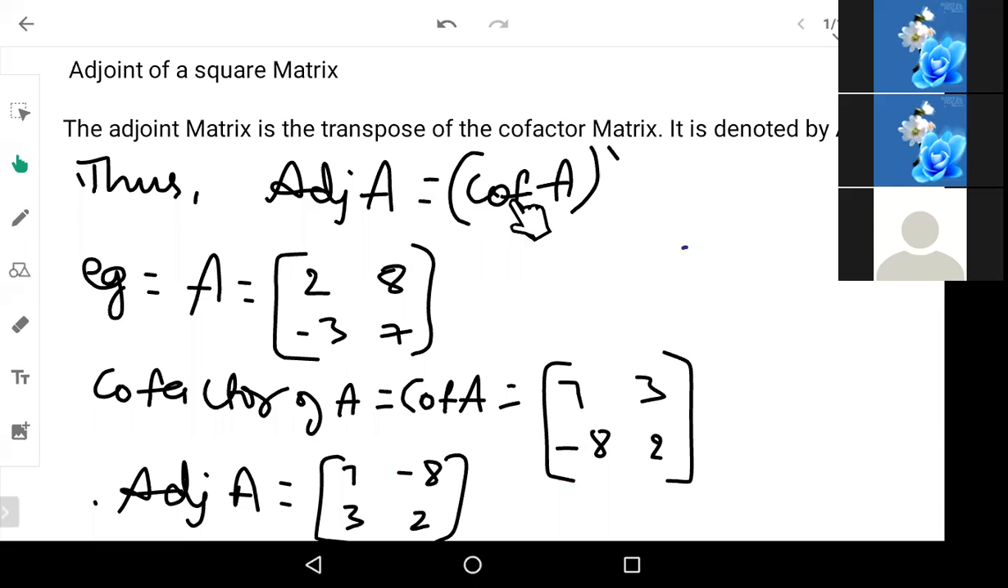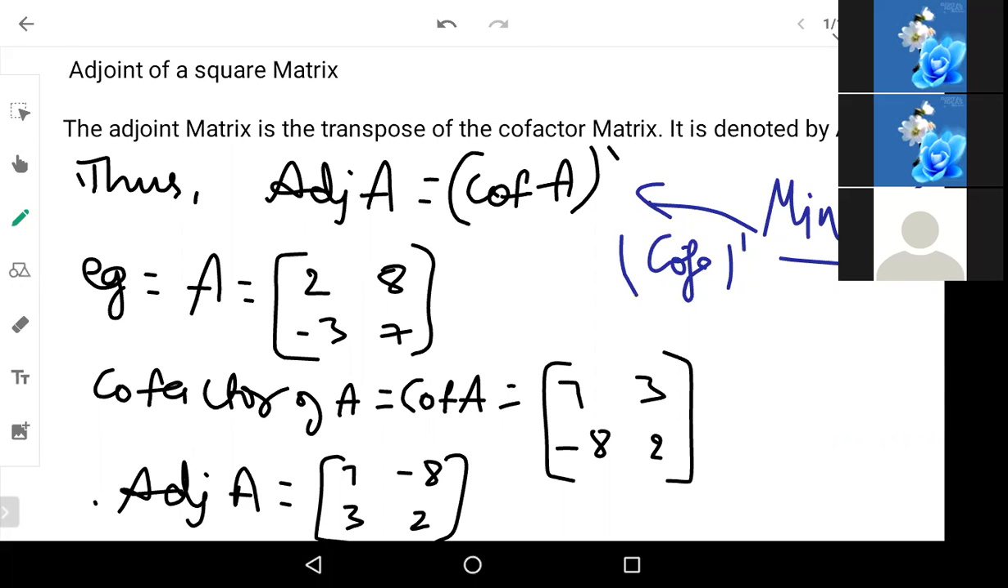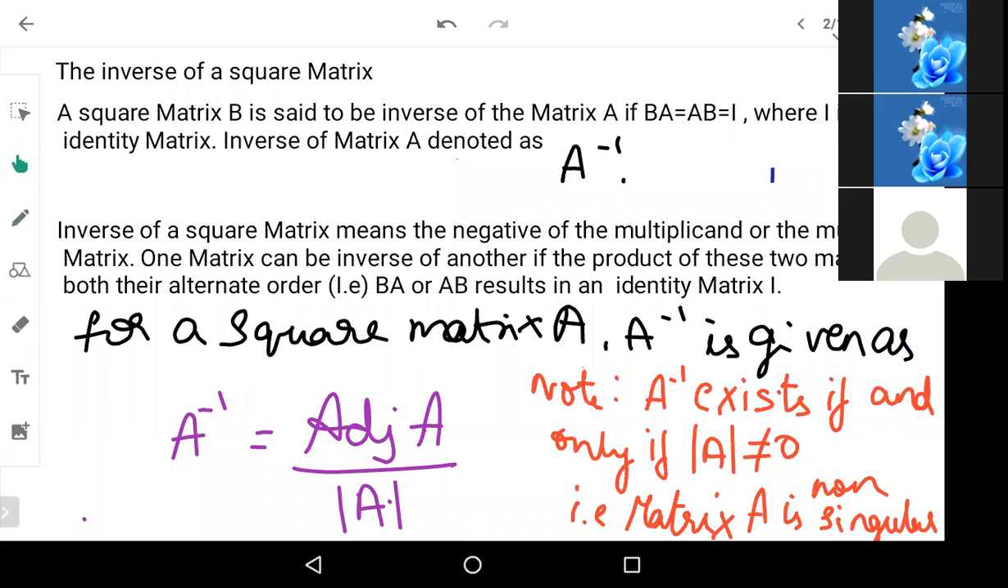Now to find a cofactor, you have to find minor. So we will be using all the concepts. We will be finding out minor. We will be finding out cofactor. We will find the transpose of the cofactor. That will give us the adjoint. Now using adjoint, we will find the inverse. So if you want to find the inverse, you should know all of these concepts, that is adjoint, minor, cofactor.